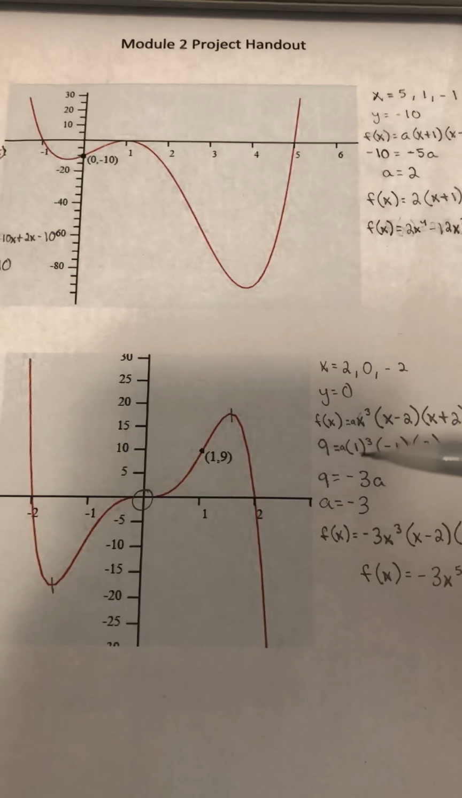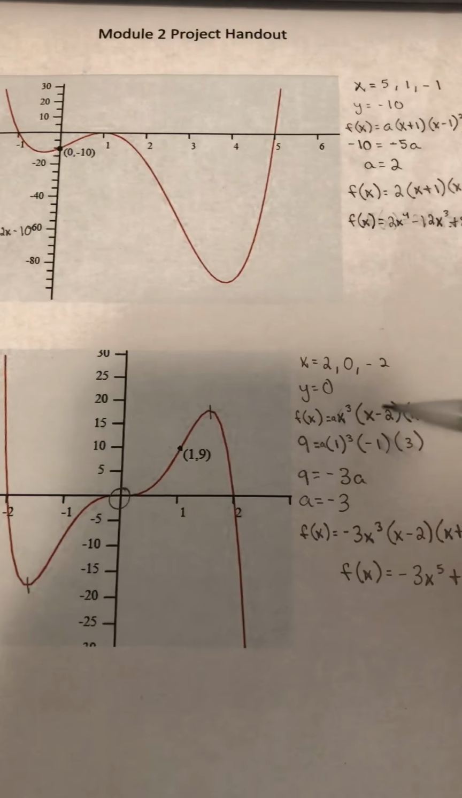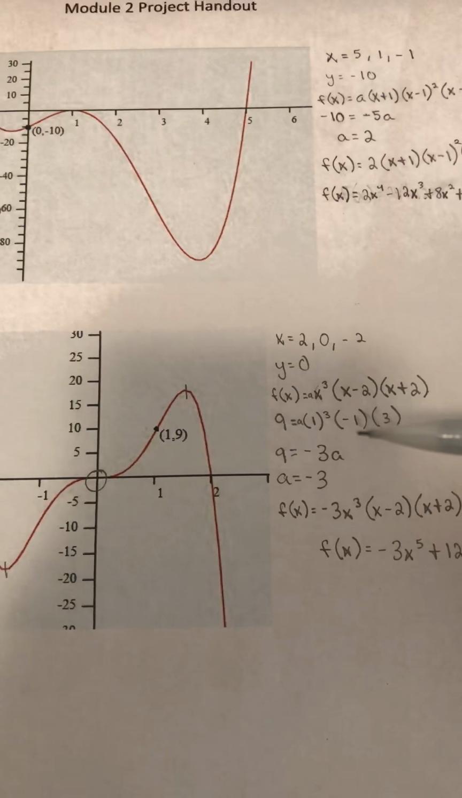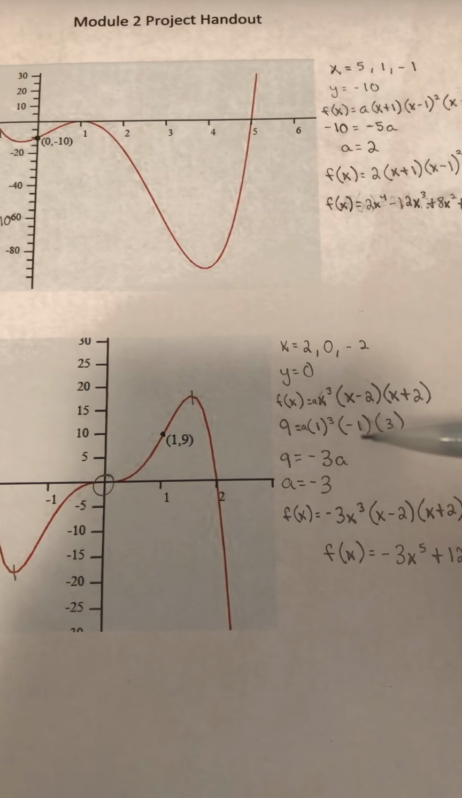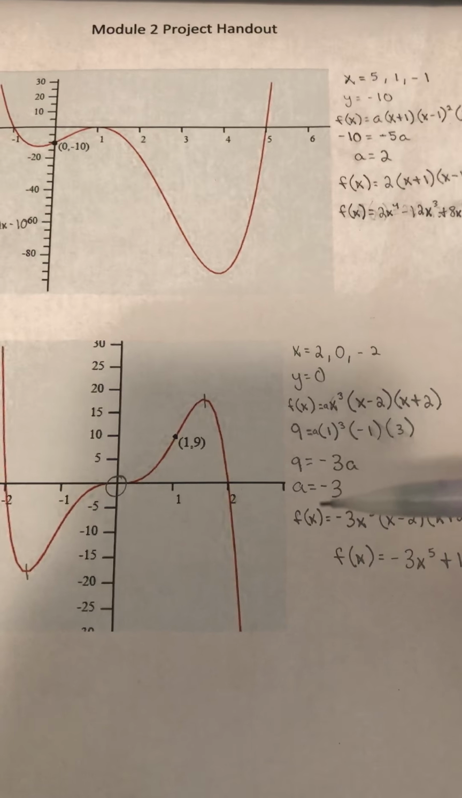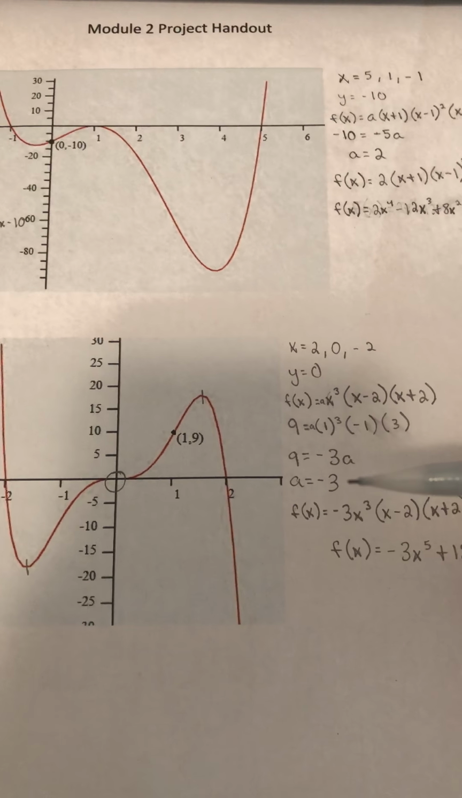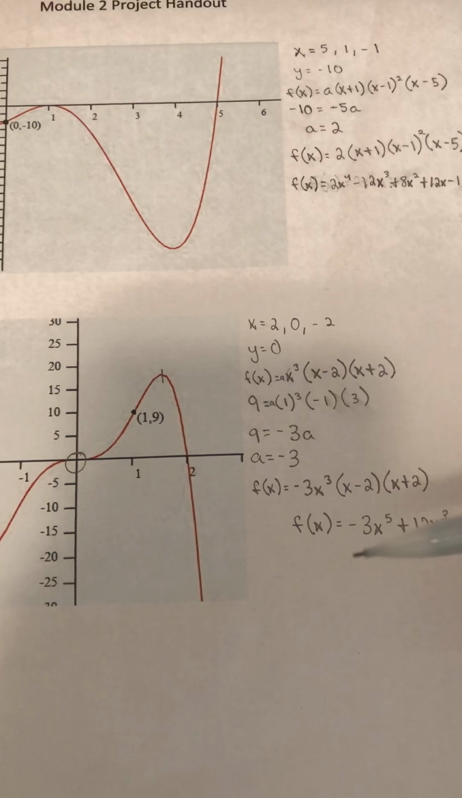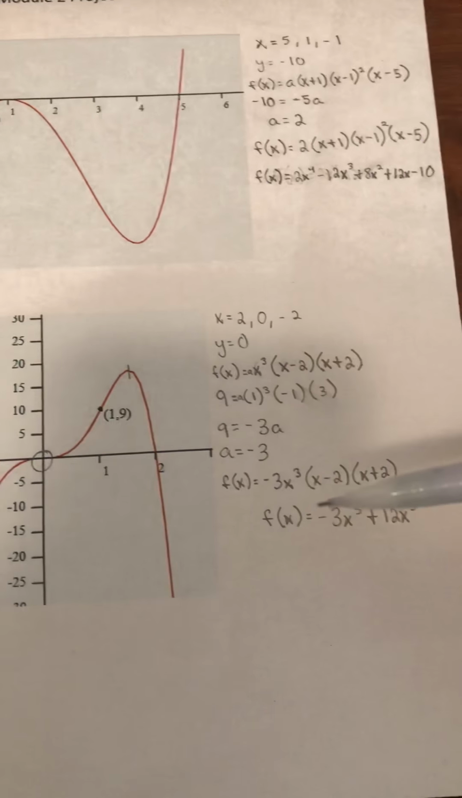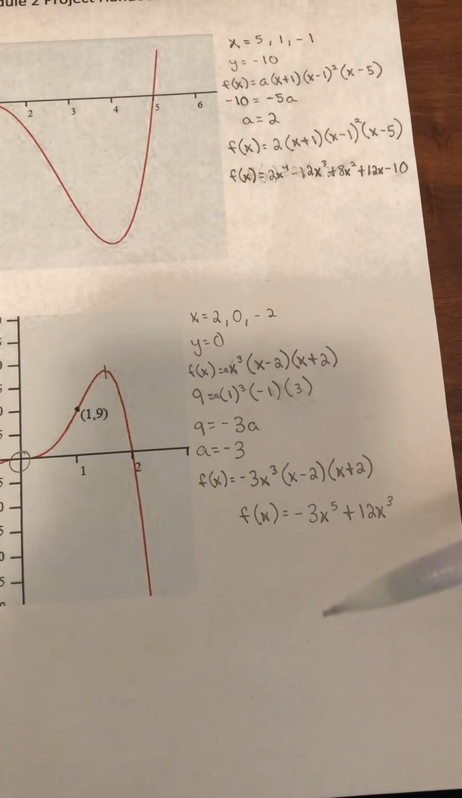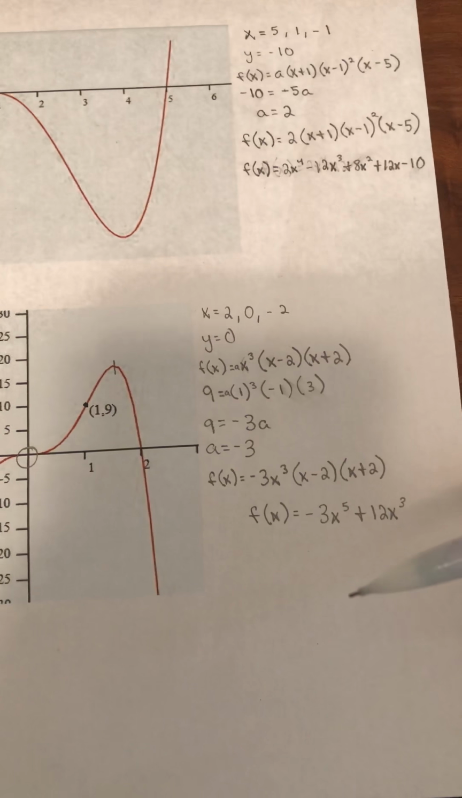So my point given to me, I put 9 in for f of x, and I plugged in 1 for all of my x values. And I came out with a equals -3. Plugged that into my equation and came out with f of x equals -3x to the 5th plus 12x cubed.